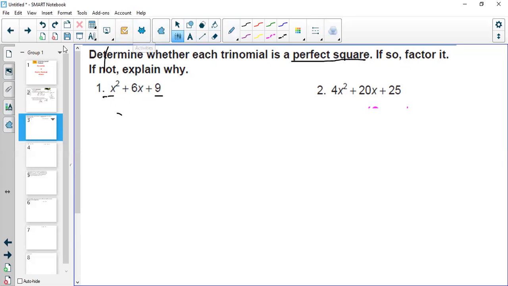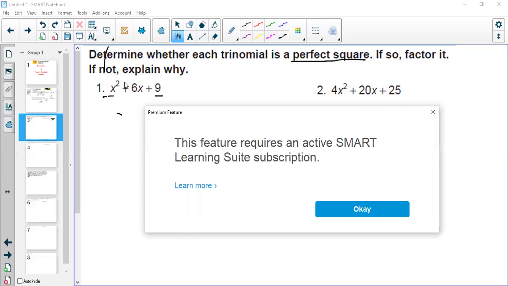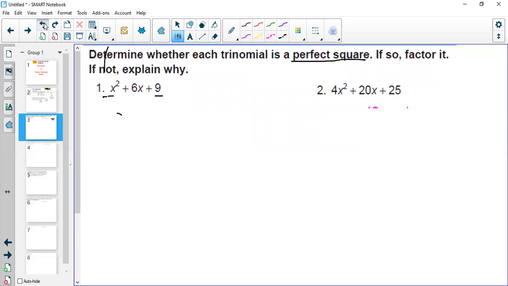How can you divide x squared in two? x squared can be divided as x multiplied by x, and 9 we can divide as 3 multiplied by 3, which means x squared and 9 are perfect squares. Now we cannot decide if it's a perfect square unless we multiply each term by 2 and check whether we are getting 6x or not.